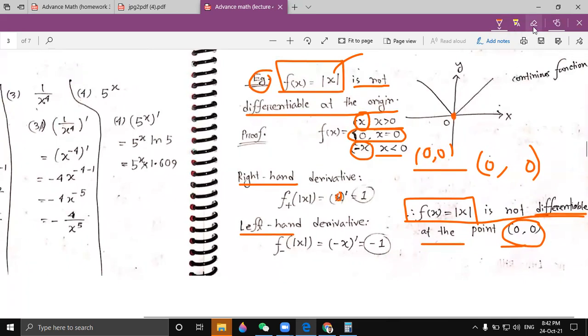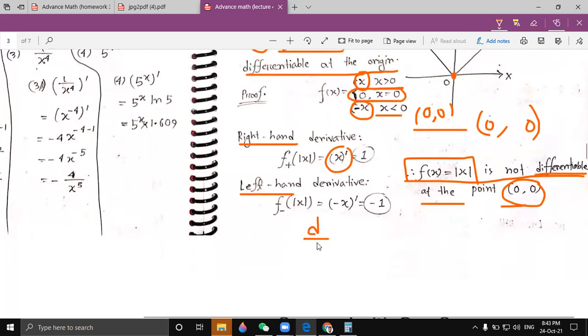Okay, so you can see here the little sign here. This sign is called the derivative sign, right? So this means d/dx of x, right? And according to our formula, d/dx of x is equal to 1.